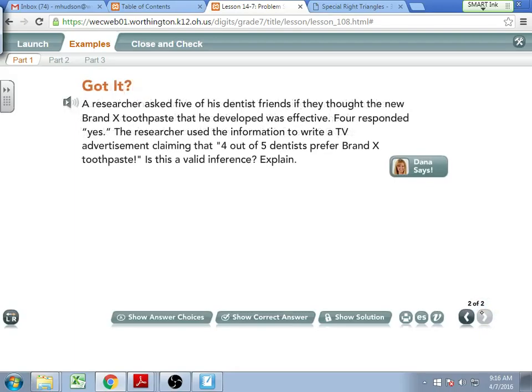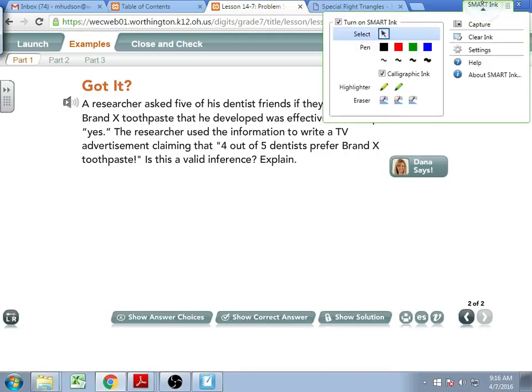So a researcher asks 5 of his dentist friends if they thought the new Brand X toothpaste that he developed was effective. 4 responded yes. And the researcher used this information to write a TV ad claiming 4 out of 5 dentists prefer Brand X. Is that valid? No. Oriana? No, because they were his friends and it was biased.